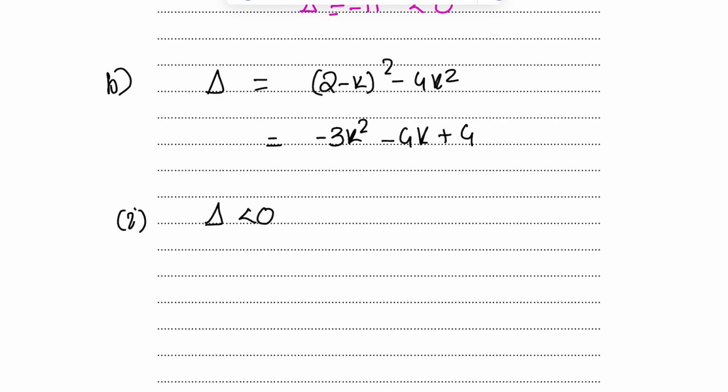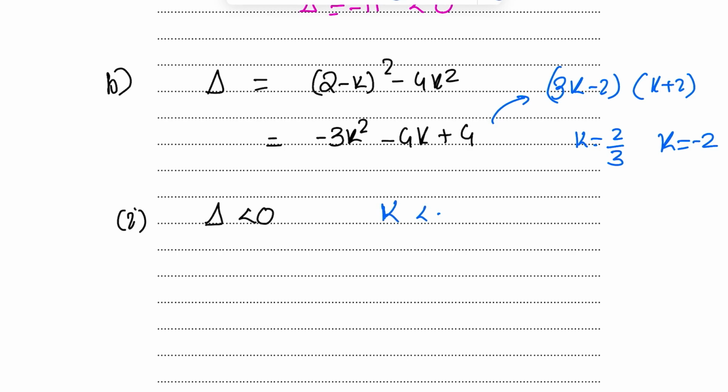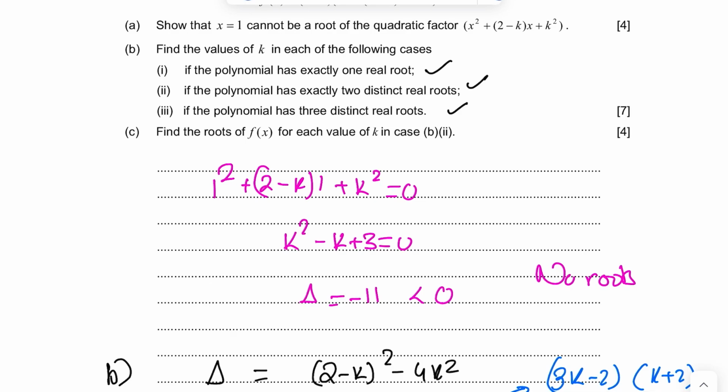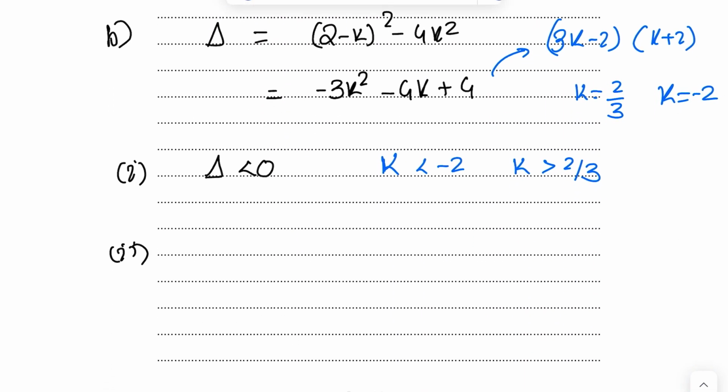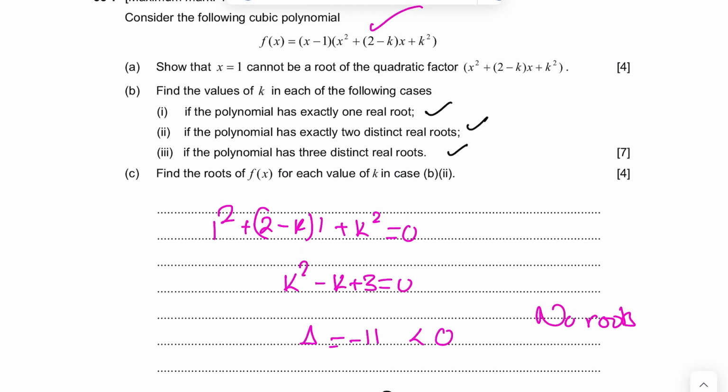If it should have exactly one root, it means my delta should be less than 0. So what does that become? For this, the critical values, if I factor this, 3k minus 2 times k plus 2. So k equals 2 upon 3, k equals -2. So delta should be less than 0. What is the condition? k is less than -2 and k is greater than 2 upon 3. Second one, it has two distinct roots. That means already one root is there from here, x minus 1. So one more root.